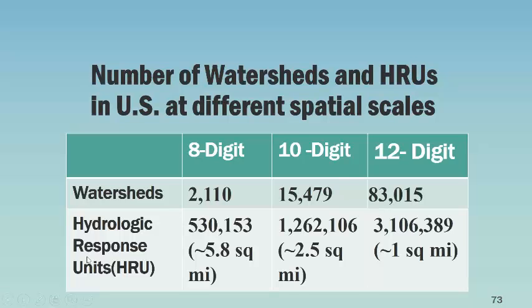So if you take that watershed, within each watershed, this is how many hydrological response units, which is the combination of your subbasin, land use, soil, and slope. Each HRU is roughly 5.8 square miles in the 8-digit model, whereas in the 10-digit model, it's about 2.5 square miles. At the 12-digit level, it's just 1 square mile, actually. 1 square mile means 2.56 square kilometers. So that's how many hydrological response units are available.